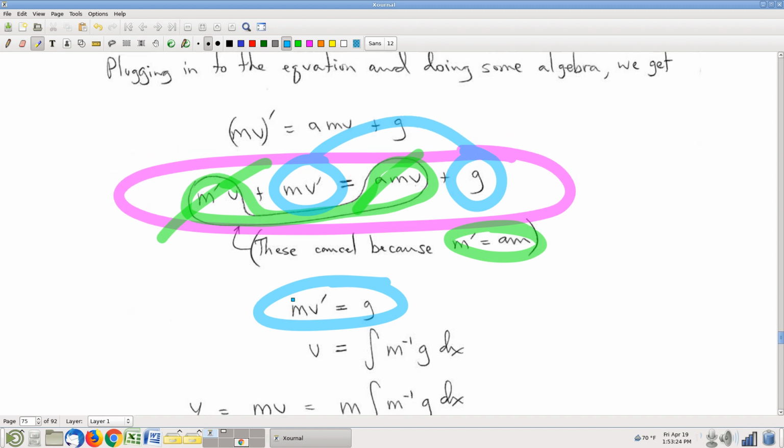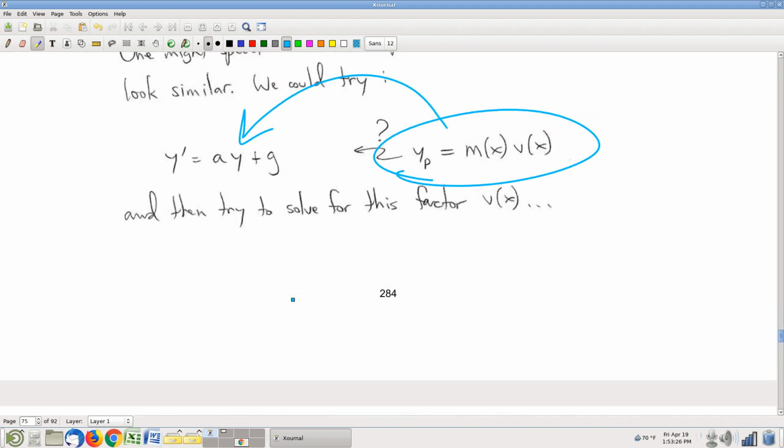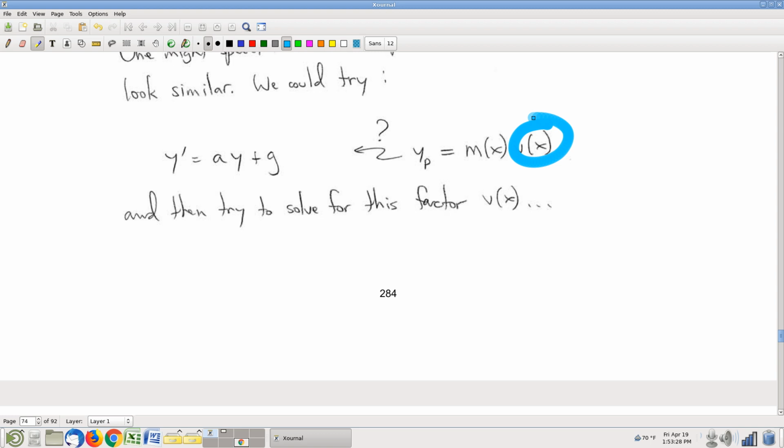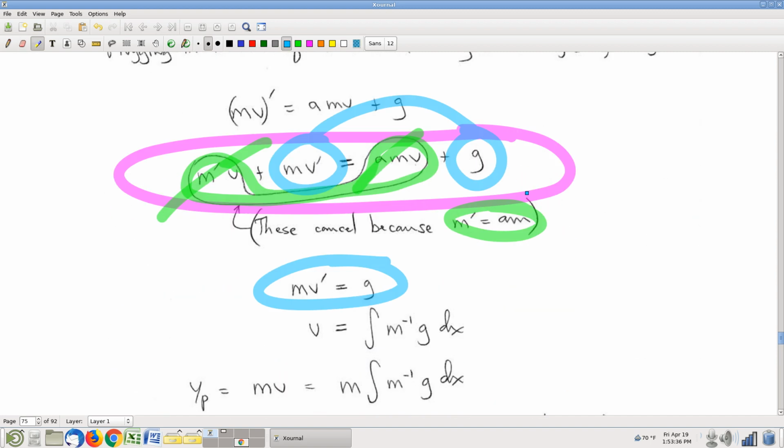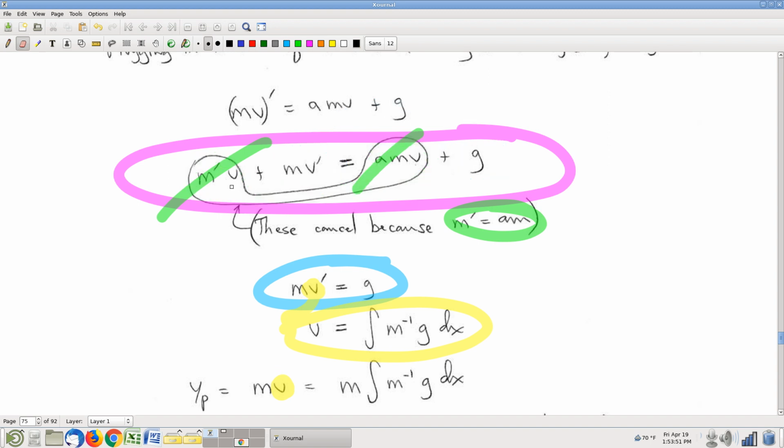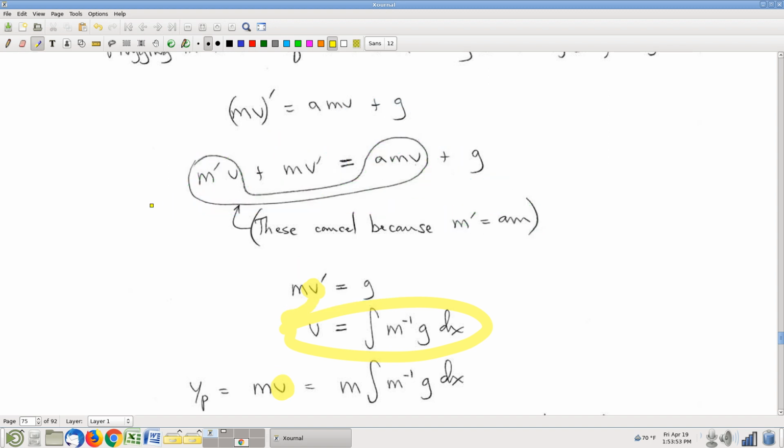And you get to keep in mind what v was. v was our tweak. Once you get v, you multiply by m, and that's your solution. So following that procedure, solve for v, multiply v by m, and here's your solution.